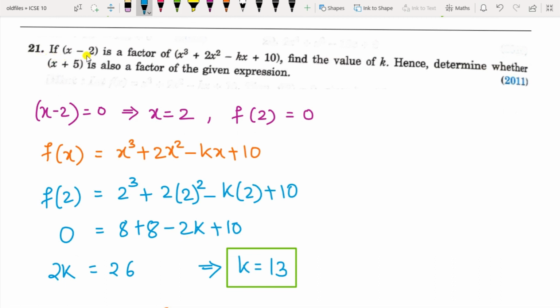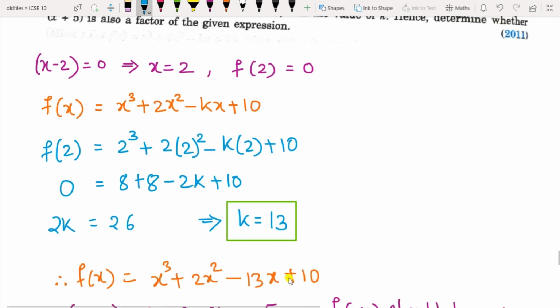Question 21. If x minus 2 is a factor of this x cube plus 2x square minus kx plus 10, find the value of k, hence determine whether x plus 5 is also a factor of the given expression or not. It was asked in 2011. So x minus 2 is a factor of this given equation, therefore the remainder should be 0. So substitute value of x as 2 and the remainder should be 0 here, and therefore you get the value of k as 13. So value of k is 13 here.